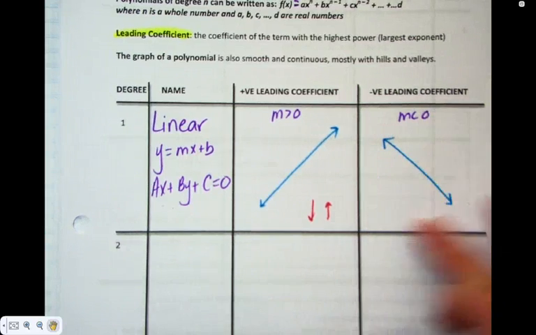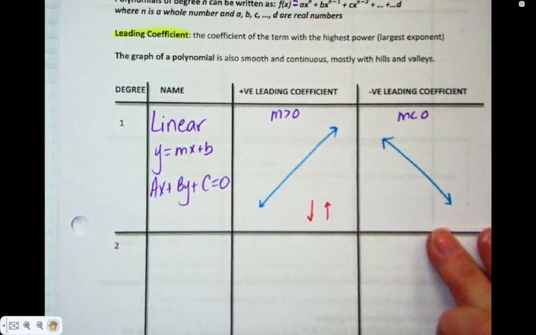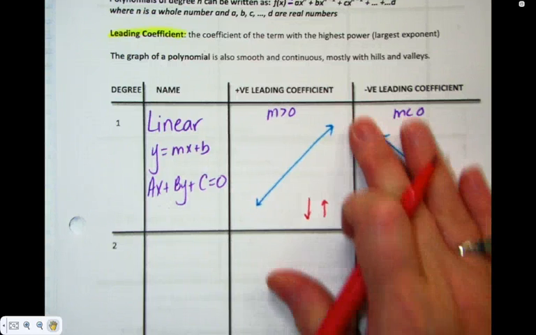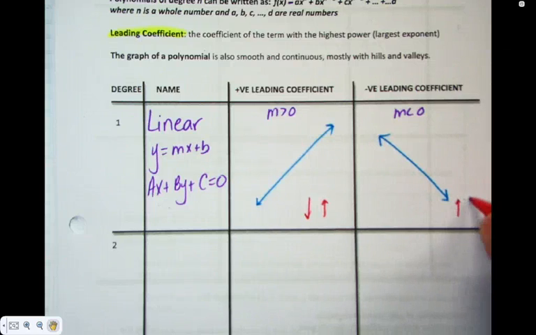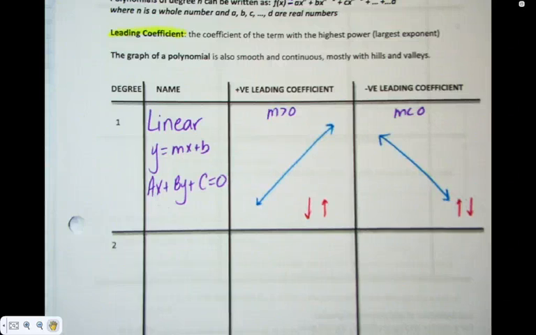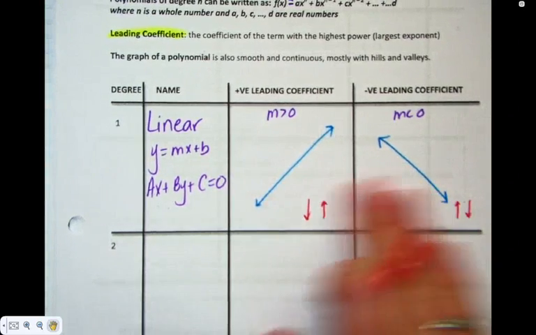Well, what's happening over here with the negative leading coefficient or negative slope? The left-hand side is going up, and the right-hand side is going down. So we call that up-down. Okay, it's called end behavior of the graph. It's just which direction the ends of the graph are pointing. And so what we're going to start to do is look at some patterns, what's happening here.